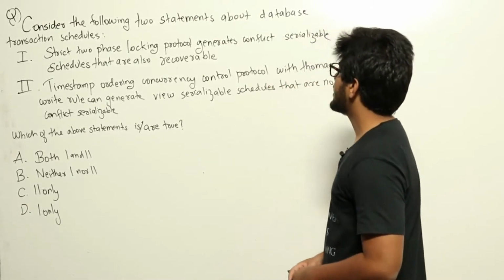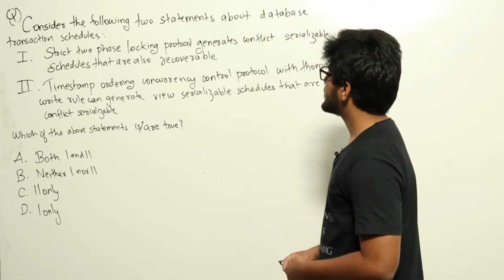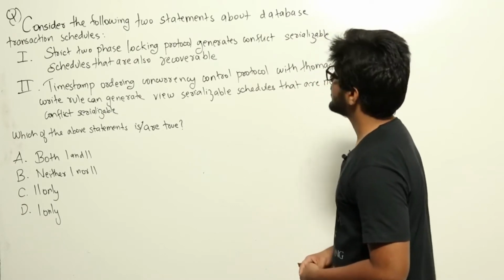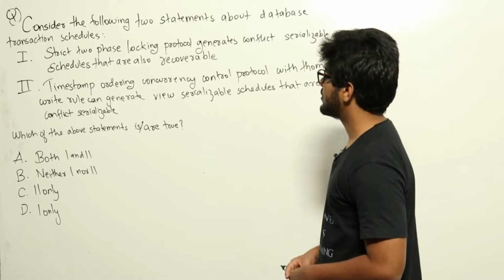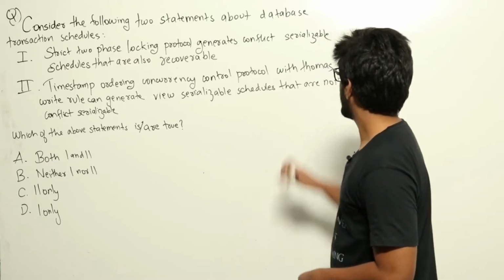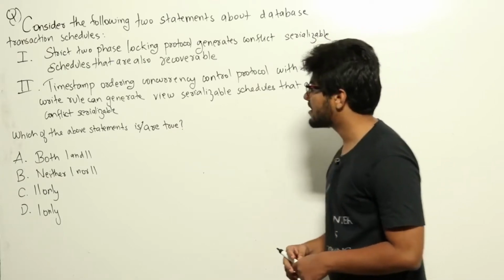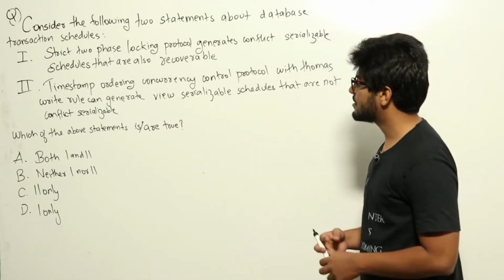Consider the following 2 statements about database transaction schedules. 1. Strict two-phase locking protocol generates conflict serializable schedules that are also recoverable. 2. Timestamp ordering concurrency control protocol with Thomas Write rule can generate view serializable schedules that are not conflict serializable. Which of the following statements is or are true?